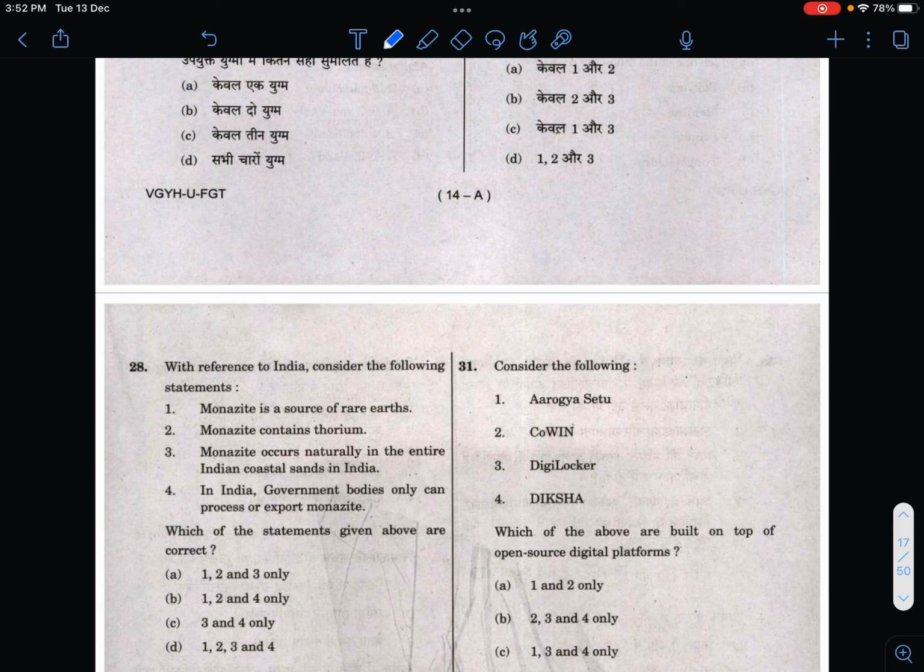Until now, we have analyzed the first 30 questions of Prelims 2022. And in this video, we're going to analyze questions starting from number 31 to question number 40.